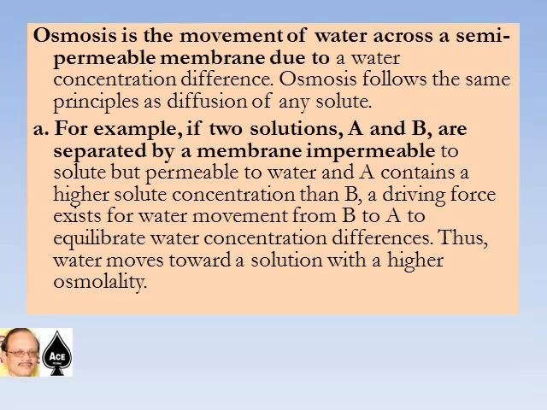Osmosis is the movement of water across a semi-permeable membrane due to a water concentration difference. Osmosis follows the same principles as diffusion of any solute. For example, if two solutions A and B are separated by a membrane impermeable to the solute but permeable to water, and A contains a higher solute concentration than B, a driving force exists for water movement from B to A to equilibrate water concentration differences. Thus, water moves towards a solution with a higher osmolality.